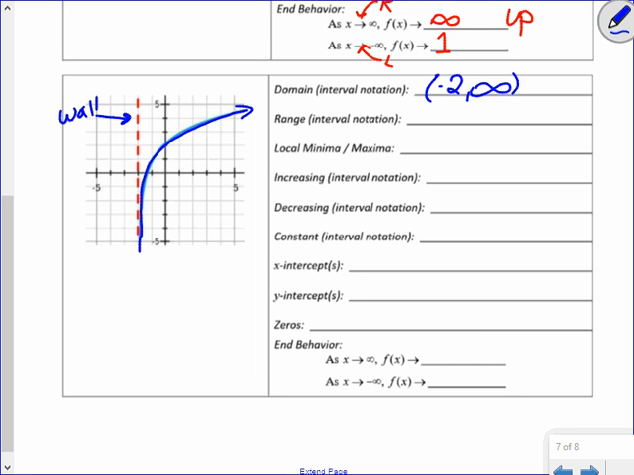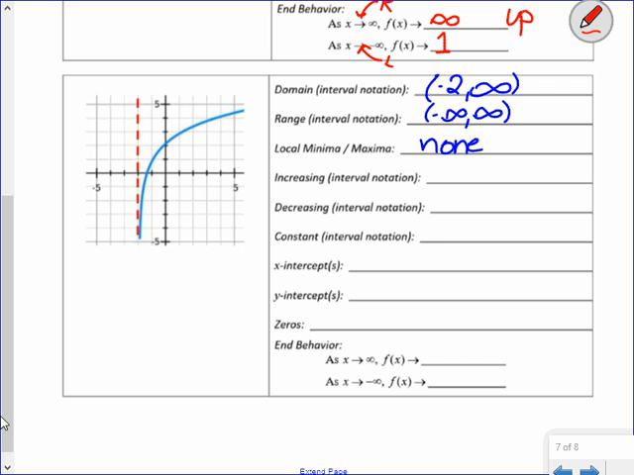And then for my range, you can see that my graph's going down forever and up forever. So if there's no stopping your graph, just free flowing in both directions, up and down forever without any breaks, that would be all real numbers, or negative infinity to positive infinity. Now again, when we're looking for a maximum or a minimum, you guys will be looking for ditches and hilltops. We do not have either of those. So this graph would not have a local maximum or minimum. So just write none.